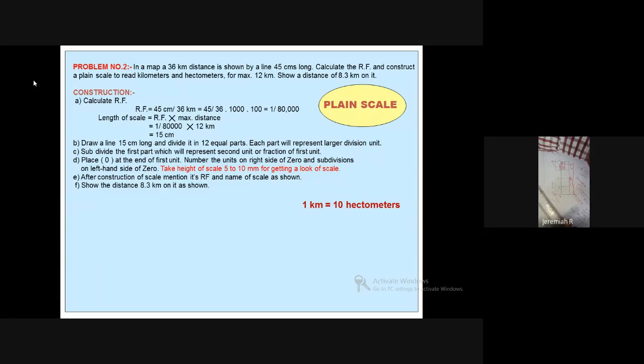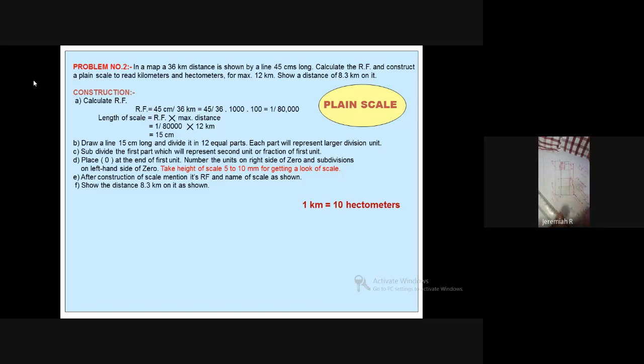What is the formula for length of scale? Length of scale is representative factor into maximum length or maximum distance. So the representative factor is 1 by 80,000 into the maximum distance that is given in the problem, 12 kilometer. Sometimes the maximum distance is not given. What can you do? Suppose you are asked to show a distance of 8.3 kilometer.